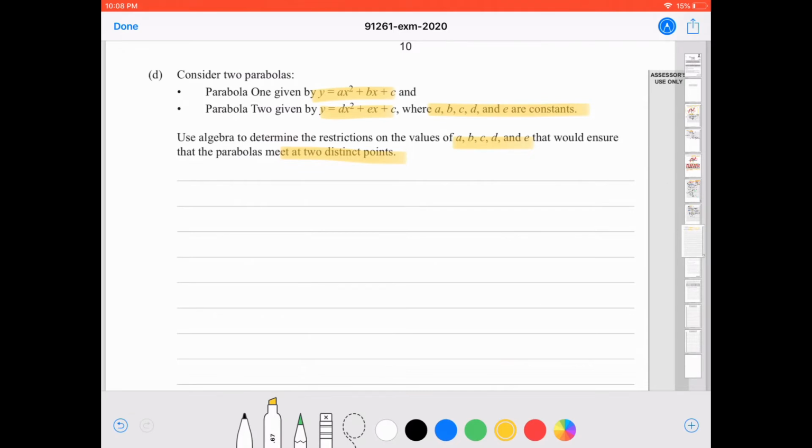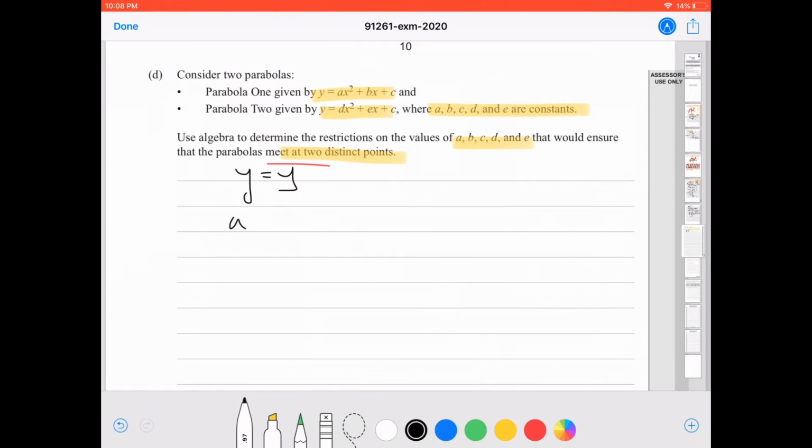Well, the key piece of information that we are going to work off here is this idea that they meet. First of all, they meet. And so when they meet, we can say y equals y.